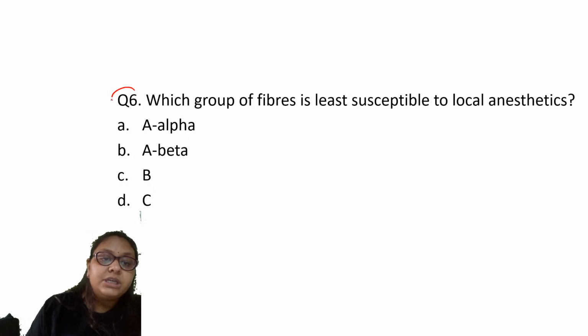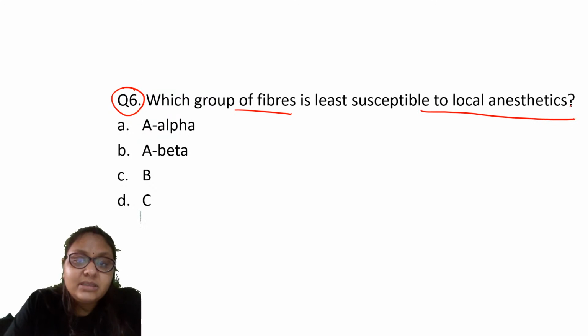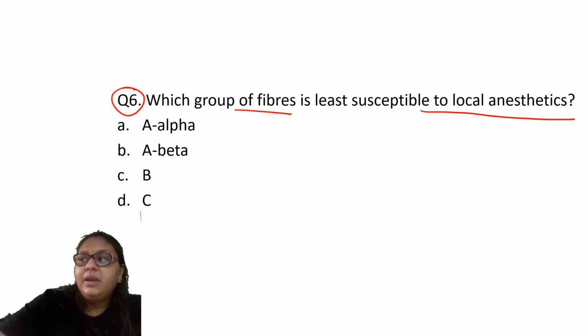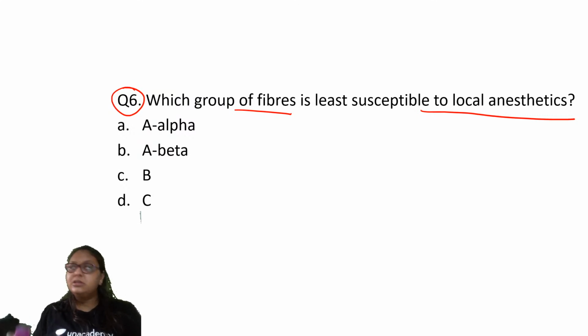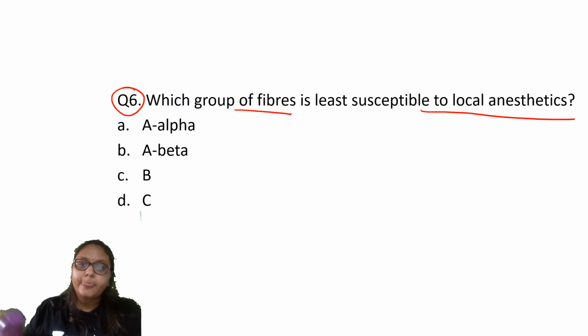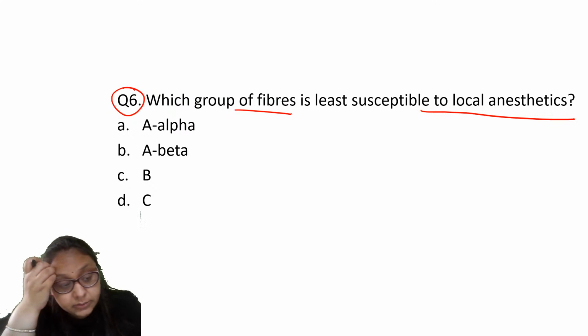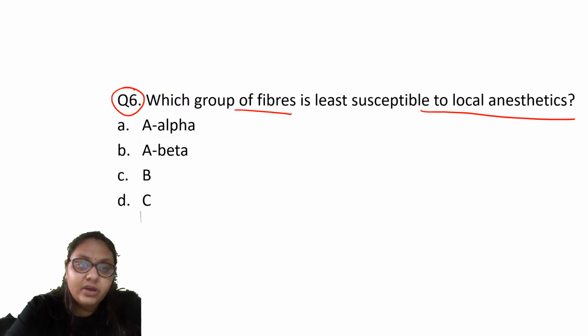Coming to question 6, which group of fibers is least susceptible to local anesthetics? A alpha, A beta, B or C? What should be the answer for this? Dr. Ragul, what should be the answer for this?